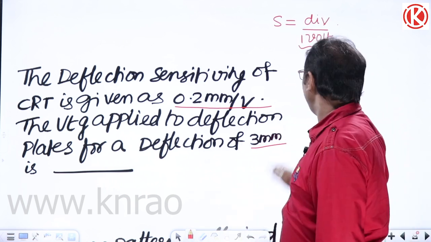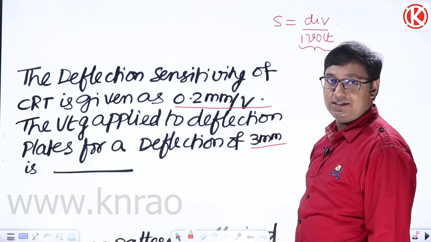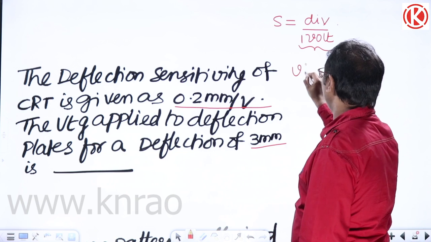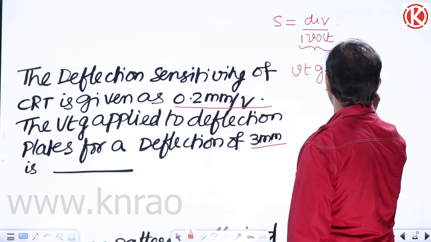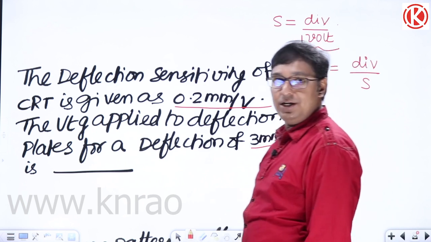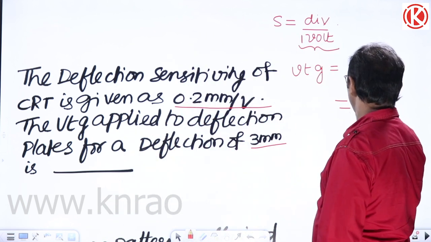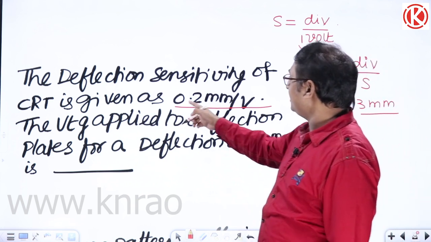Here we are asking for the applied voltage. What is the applied voltage? Applied voltage equals so many divisions by sensitivity. How many divisions, please? 3 mm. What is the sensitivity given here?